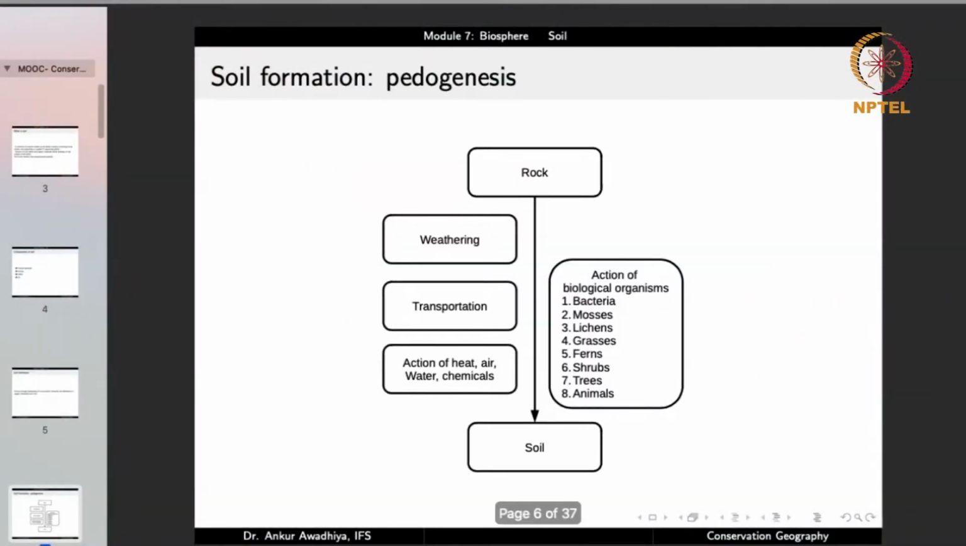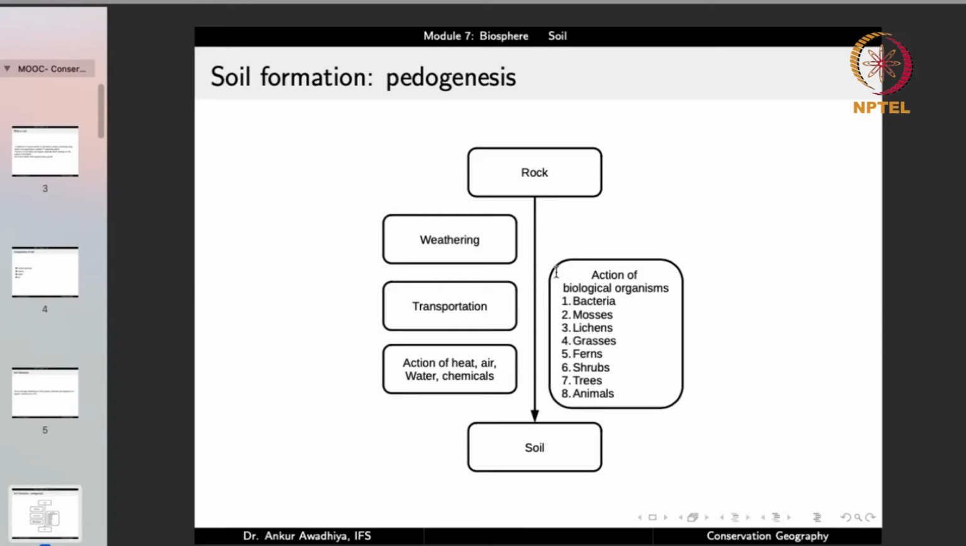And soil formation is also known as pedogenesis. And we can represent pedogenesis as the conversion of rocks into soil. Now this process will comprise of weathering, which is the breaking up of rocks, transportation of the broken fragments, action of heat, air, water and chemicals, and also the action of biological organisms, which generates humus in the soil.